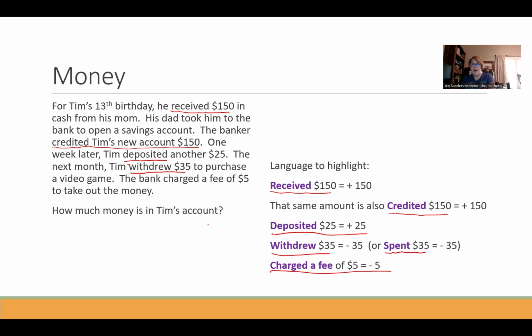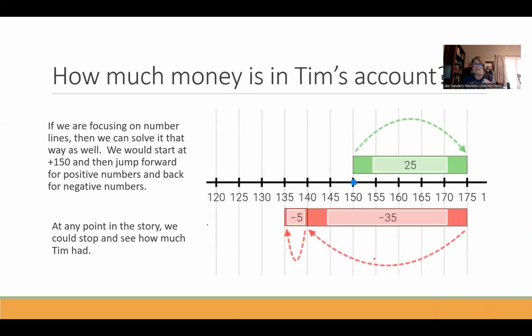Okay. Now let's talk about how we would solve how much money's in Tim's account. So they do focus on number lines, whether you like it or not. What I tried to do here, obviously you can see I didn't start at zero. I started with his initial deposit of $150. So that's where I'm focusing. It's like I'm zooming in on that part of the number line. We could have gone every 10, every 20, every 25. I thought it might be a little bit cleaner to look at it every 5. So that's what I have here.